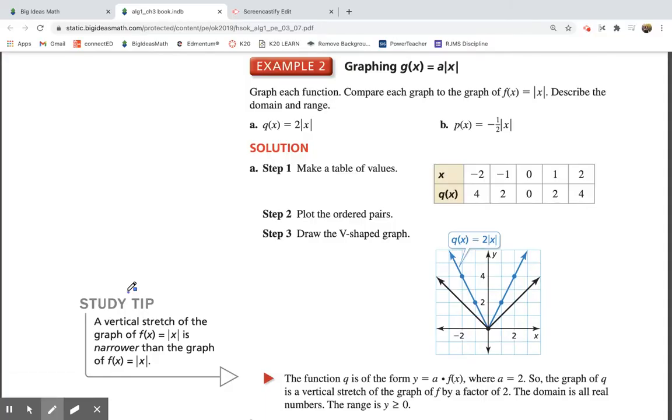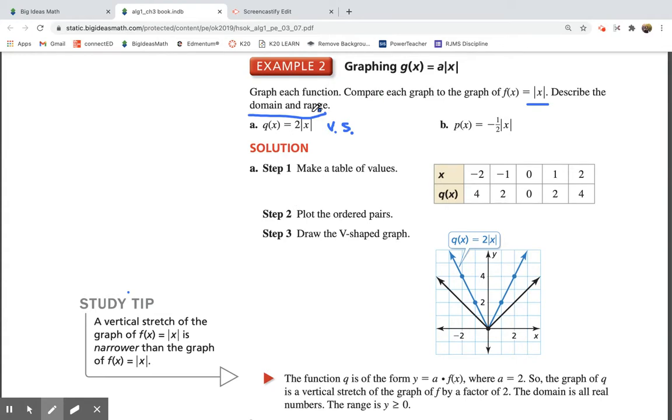Moving on to example 2. So this one says graph each function, compare it to the parent function, and describe the domain and range again. So on A, I have that q of x equals 2 times the absolute value of x. So from this parent function to this, we just have times 2. Since it's being multiplied, we know that it is a stretch or a shrink. It's outside the function, so we know it's vertical, and it's a whole number, so we know it is a vertical stretch, okay? And I know that from those definitions we wrote. You're going to need to use that on this lesson too, from 3.6.